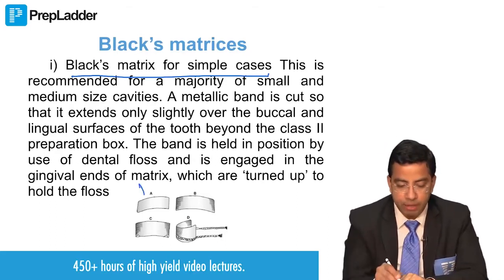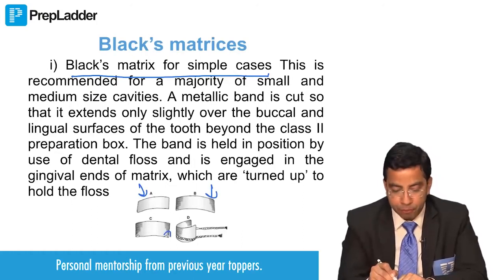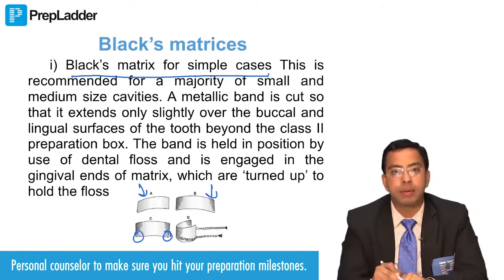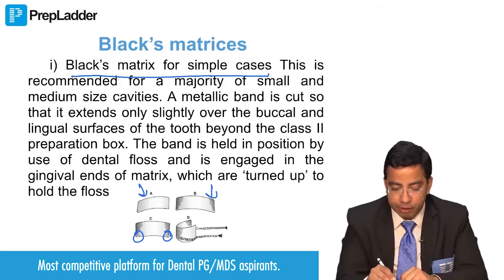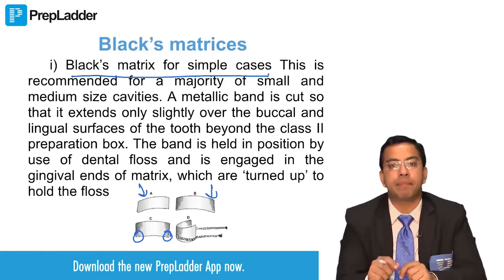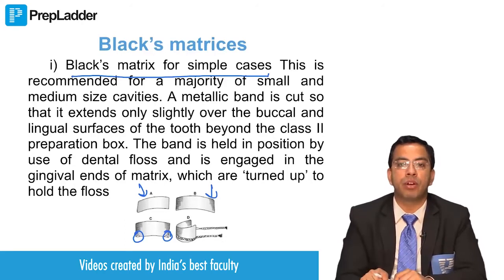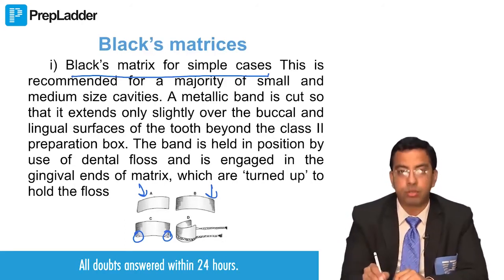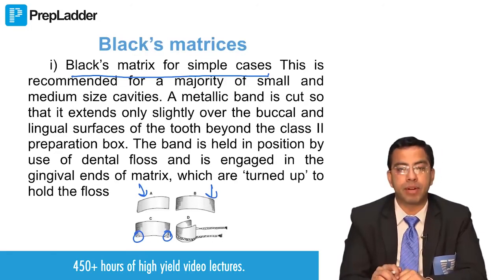So, this is the band. You contour the band. Then you fold up the tips towards the upper side of this band, and then you put a dental floss around this area and place this into the proximal portion where you are going to restore the tooth structure. That's called a Black's matrix.